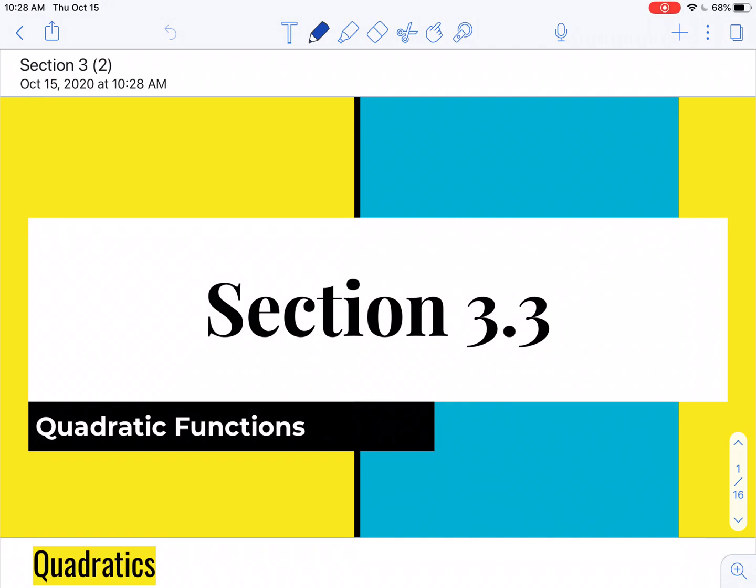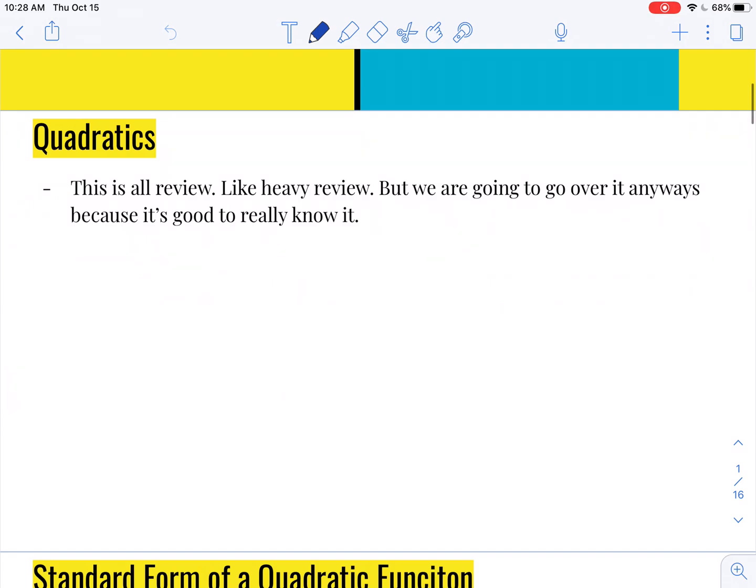These are the 3.3 notes, and we are looking at quadratic functions. So this is all review, like very heavy review. You learned all of this in Algebra 2 last year, but we're still going over it. It's good for us just to touch on it, look at quadratics again, and understand everything going on. And once we do this with quadratics, we'll start looking at polynomials.